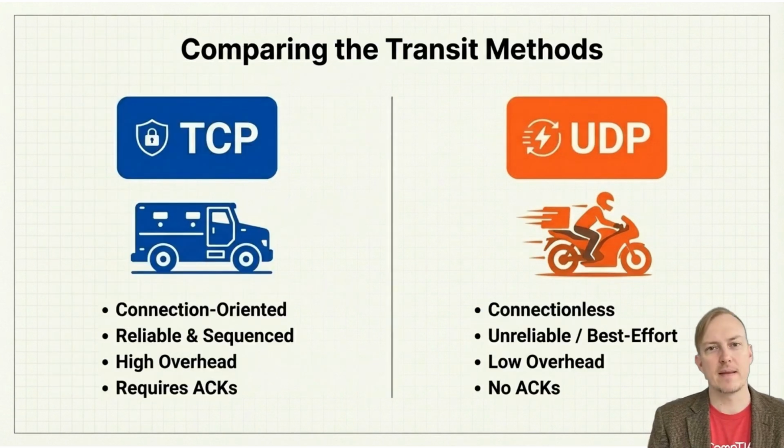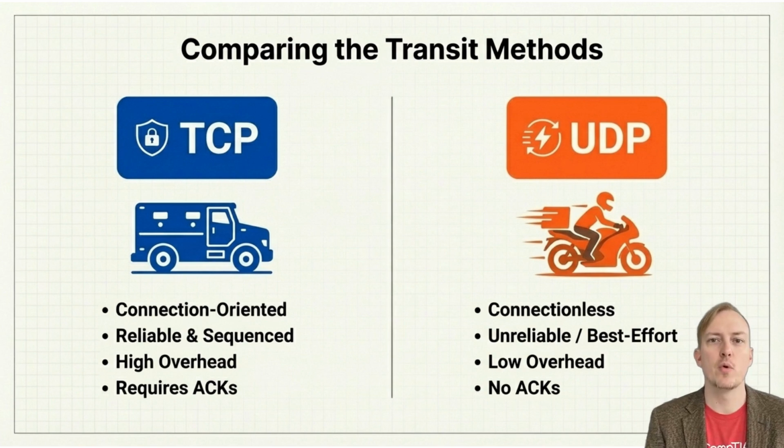To quickly compare, TCP is our connection-oriented armored truck. It is highly reliable, heavily sequenced, requires ACKs, but carries high overhead. UDP is our connectionless motorcycle courier. It is an unreliable, best effort delivery system with zero ACKs, but it operates with incredibly low overhead.